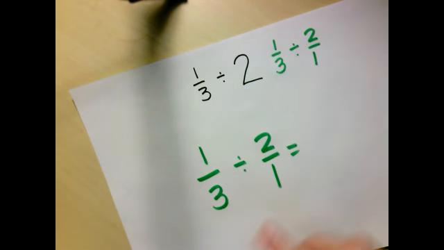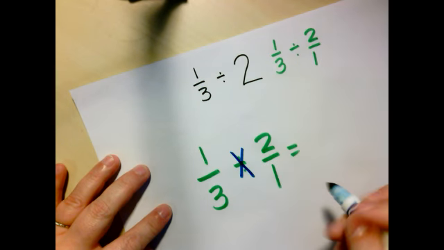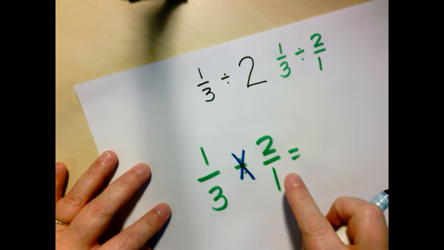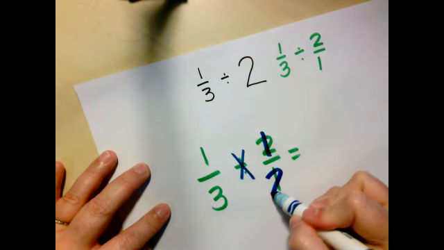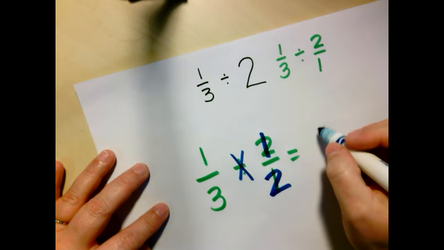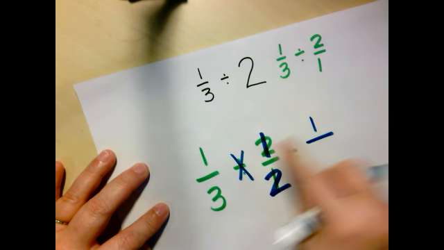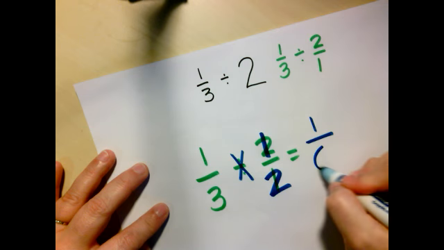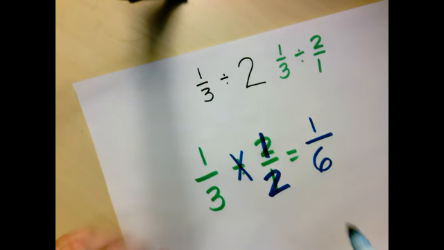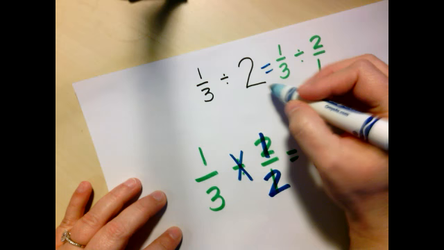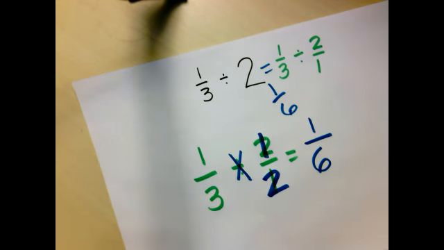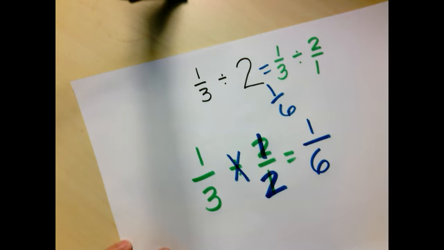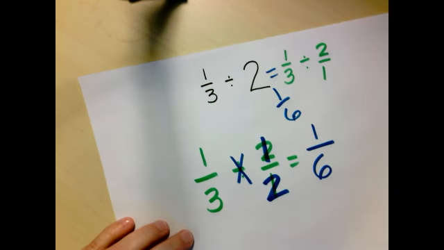Because I cannot divide by a fraction, I am going to multiply by the reciprocal. So I'm going to flip this guy so we have a 1 up here and a 2 down here. So now when I multiply, I have 1 times 1 is 1 and 3 times 2 is 6. So my quotient here would have been 1/6. So please make sure if you are using that to check your models that you are using it correctly.